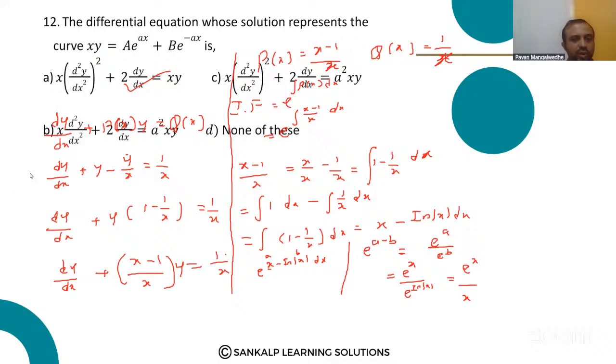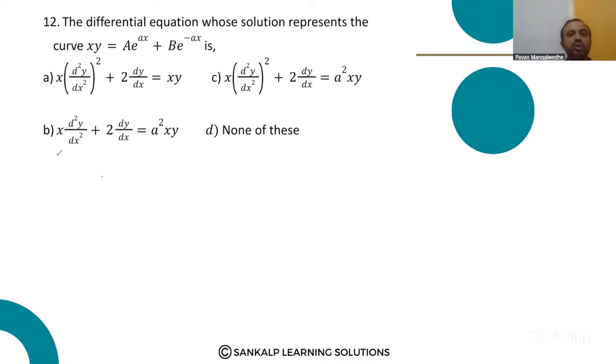Question number 12. The differential equation whose solution represents the curve xy is equal to a into e raised to ax plus b into e raised to minus ax is what? Option A, option B, option C, option D are given. Just try to find the answer for this.